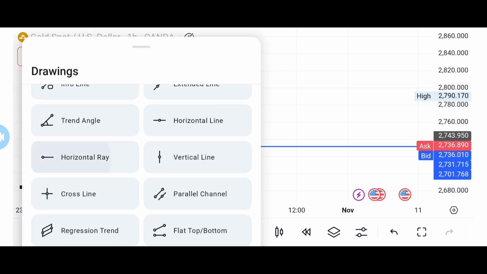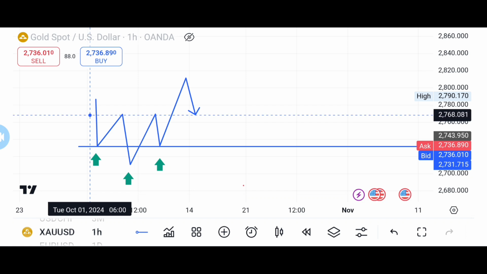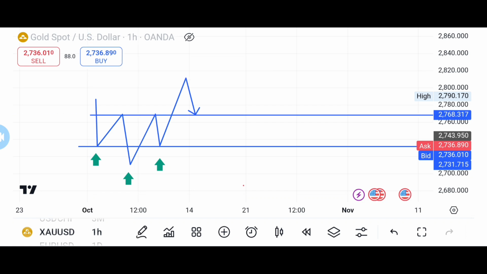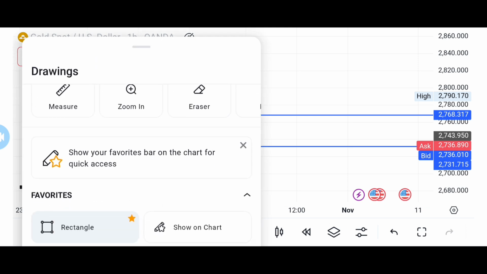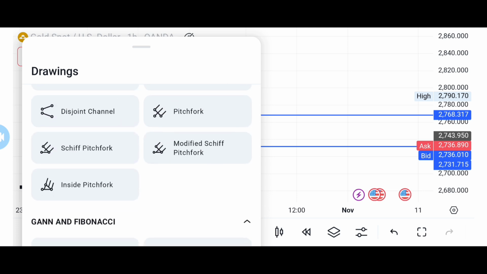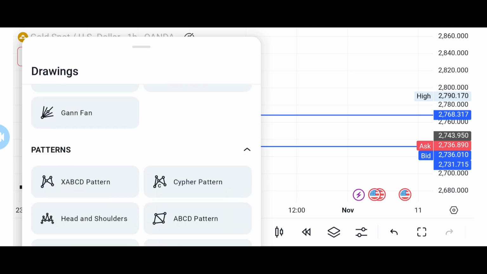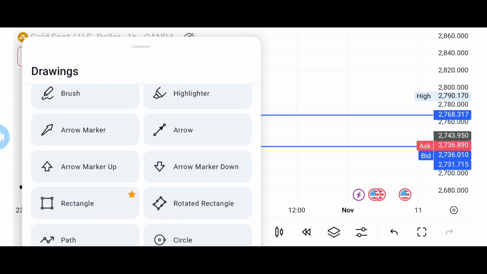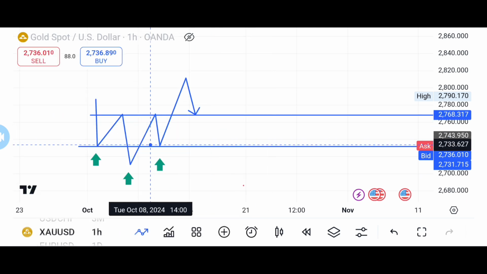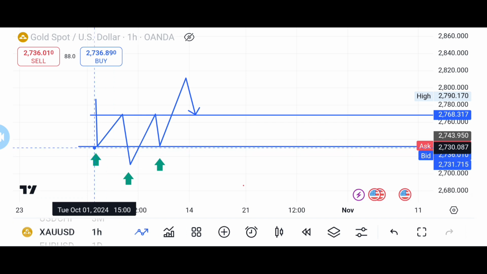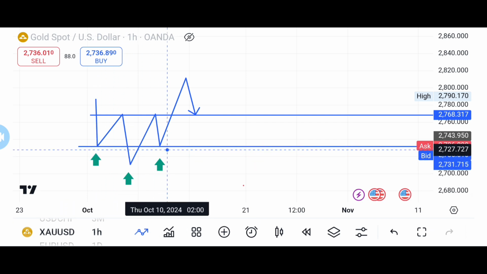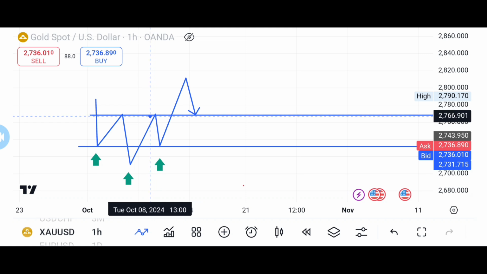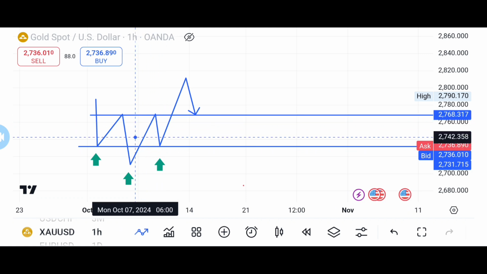And then the neck. We must have a neck there. So those are the features of the inverse head and shoulder. We must have the right shoulder, the head, the left shoulder, and the neckline. Are we together? Those are the things that I check for this pattern. Are we together? So how are we going to trade this?